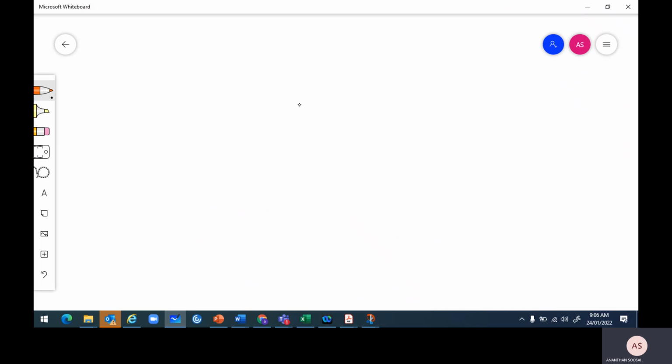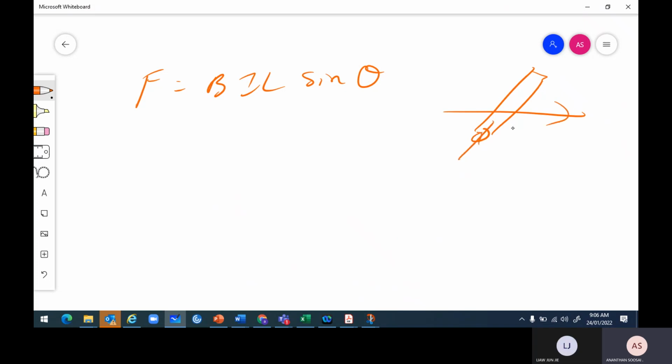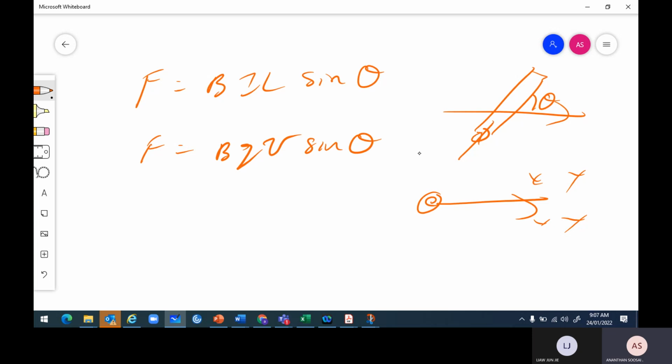Okay, so F equals BIL sin theta for a conductor. There is a conductor, there is a magnetic field, there is a current flow, and this is the angle between them, so BIL sin theta is used. If it's a charge moving in a magnetic field, what's the formula? F equals BQV sin theta is used. When the charge enters a magnetic field, what type of path does it take? It takes a circular path.